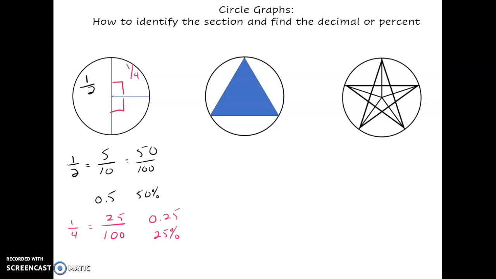The last one, if we were going to take this and cut it into two equal sections, they would be eighths. So 1/8, the easiest way to do this is 1 divided by 8. Once you type that into a calculator or do the division, it's 0.125. And then to turn it into a percent, notice this is the thousandths, it'd be 12.5% because we moved the decimal twice.